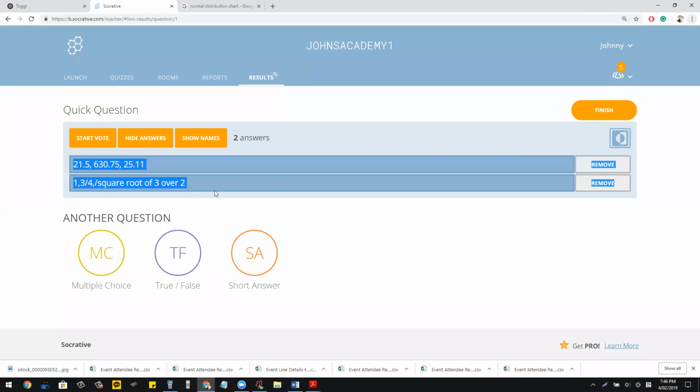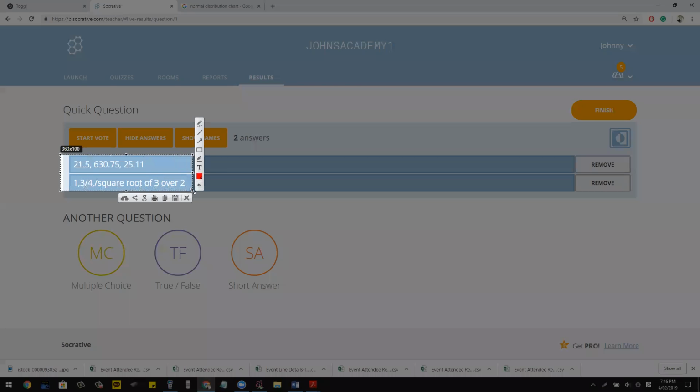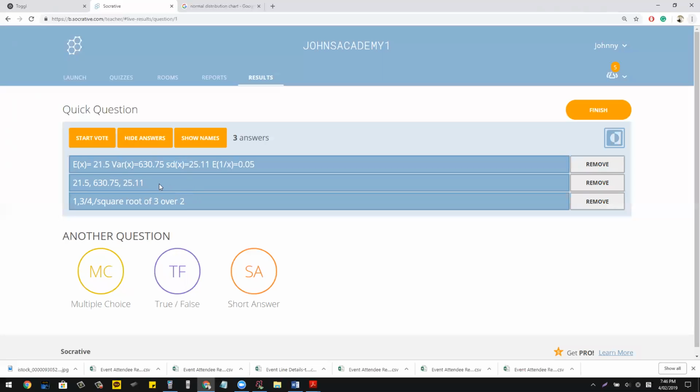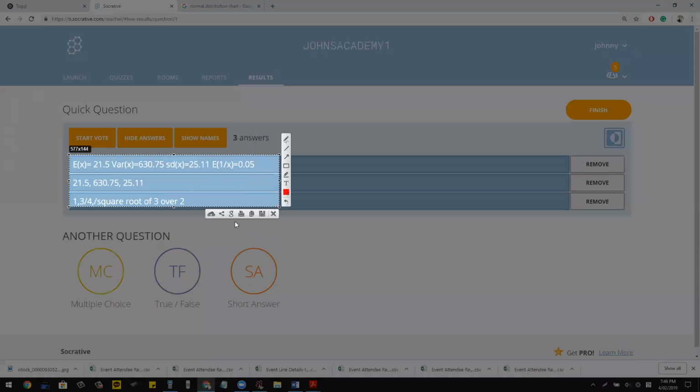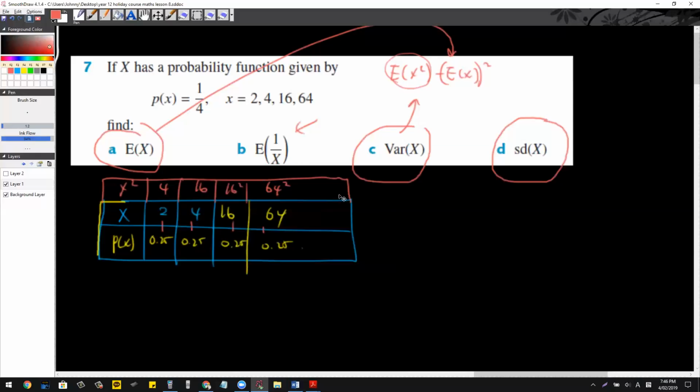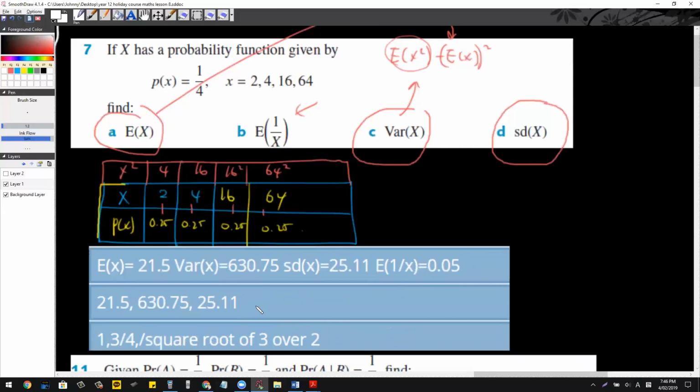Okay, so I've got some answers here. All right. Another answer. So these two people agree, 21.5 and 630. Standard deviation is 25.11, so they all agree, right? Yeah, so I believe this is the answer.